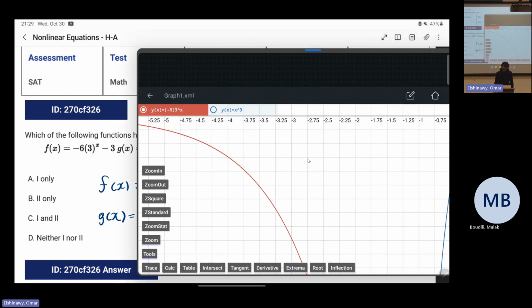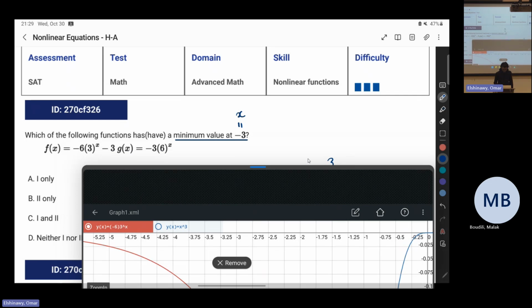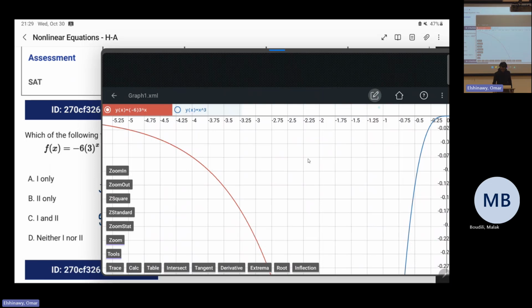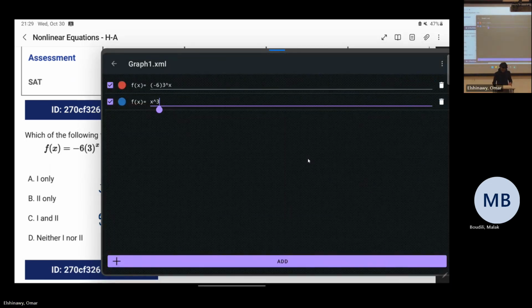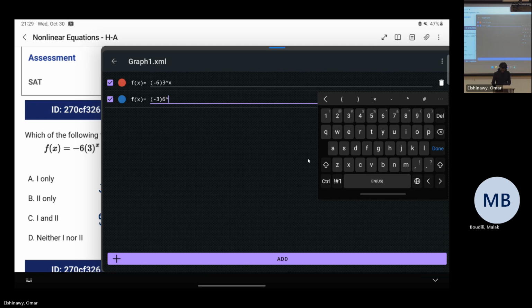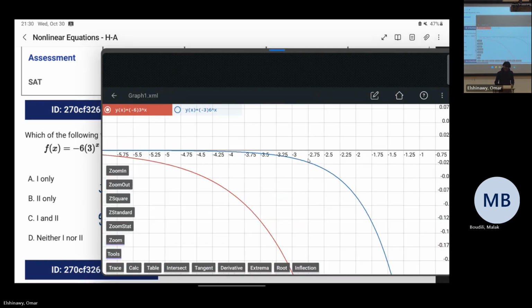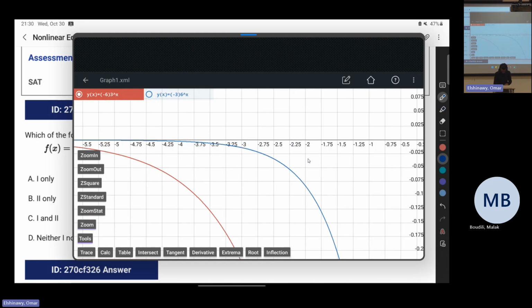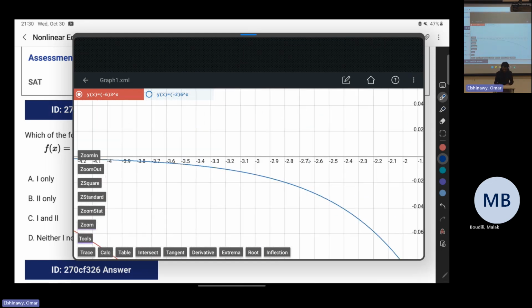For the second one, you do the same thing. You guys like to see it. So this is going to be -3 times 6 to the x. So that doesn't look too bad either. But we need to look at x is equal to -3. So that's the goal. Here it is. And clearly it is not a minimum. There are values which are lower than -3. So we just move on and you say either of them are the answer.